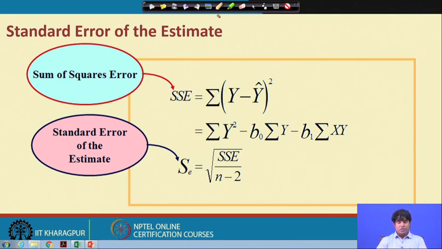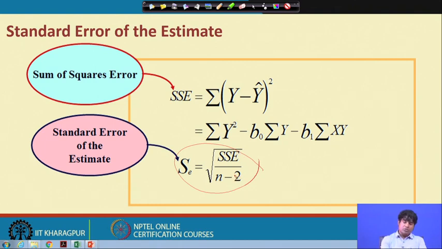Ultimately it depends again on the sum of squares of the error, because the standard error component with respect to alpha hat and beta hat depends upon the sum of squares of the error. So, technically, for the two variable case, the standard error of the estimate will be the square root of the sum of squares of error divided by n minus 2.